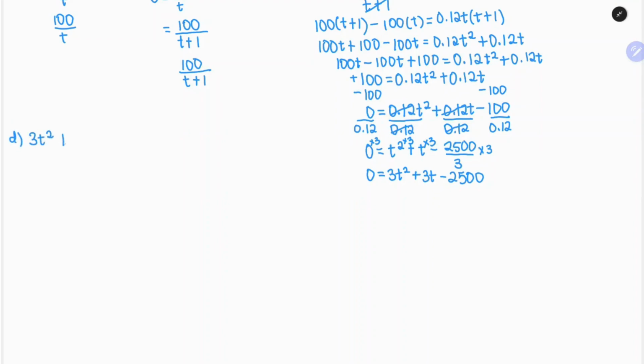3t squared plus 3t minus 2500 is equal to 0. So what I'm going to do here now is immediately solve using the quadratic formula. And in Paper 3, remember that no one is going to give you the quadratic formula, so you need to already come into the exam knowing the quadratic formula itself, and then all you have to do is apply it.